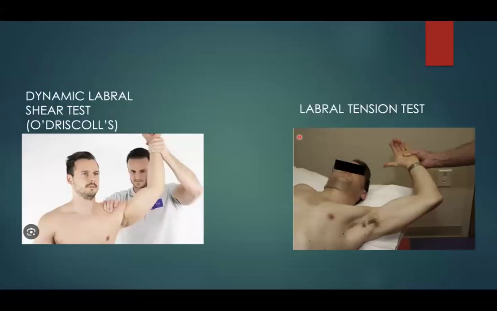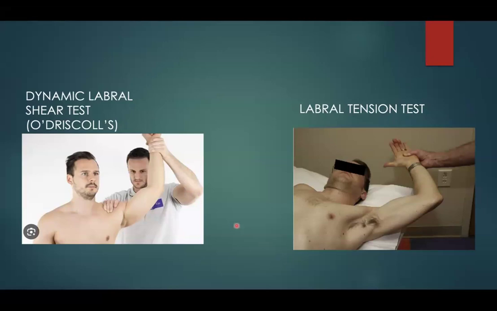The dynamic labral shear test. To perform this test, we stand behind the patient and hold the affected arm at the wrist with one hand while applying an anteriorly directed force on the proximal humerus near the joint line. Then we elevate the patient's arm to 150 degrees. The test is considered positive when the patient reports pain or the examiner feels a click in the posterior joint line between 90 to 120 degrees of elevation.